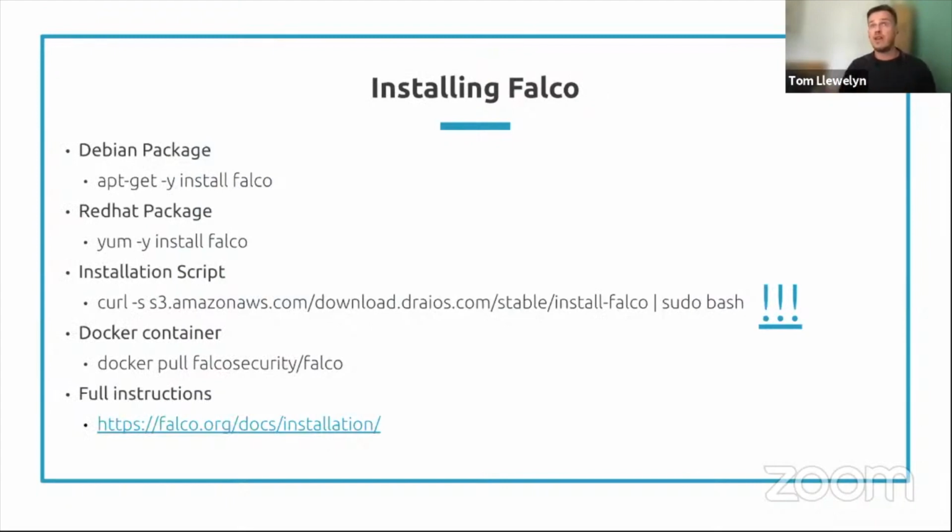Installing it is fairly straightforward. On Debian or Red Hat systems, there are RPMs and dpkg packages available, so you can just apt-get or yum install it. If your distro doesn't have those available, then you can just run a shell script that will pull down the latest binary and install it locally for you. And finally, you can run it as a Docker container as well. You can just pull the Falco Security Falco image, and there are full instructions on how to install it and run it, and just play around with it, on the falco.org website.